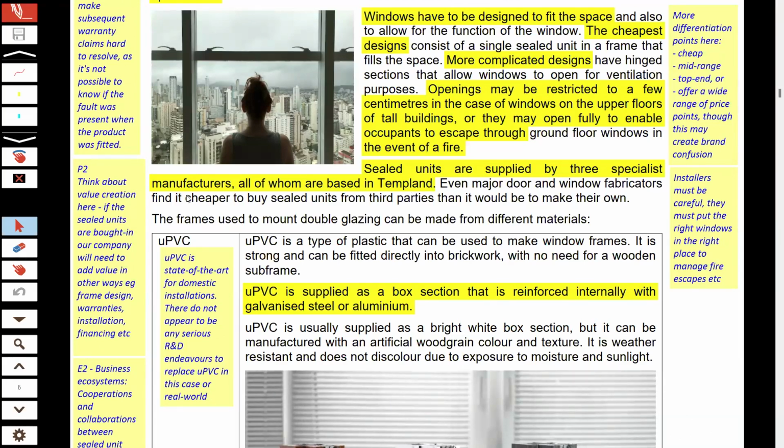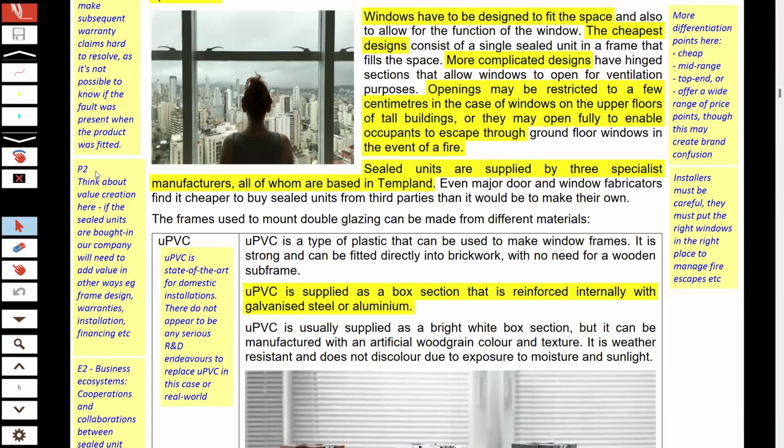Now, when it also says that there are only 3 specialist manufacturers here based in Templand, that also makes me think of the level of competition that Shinyglas has with its competitors to source the sealed units. So having good relationships with these suppliers is going to be paramount. E2, relationship management, absolutely paramount. Because, as I said, Shinyglas wants to be able to rely on supply from these sealed glass unit suppliers within Templand, or find another.